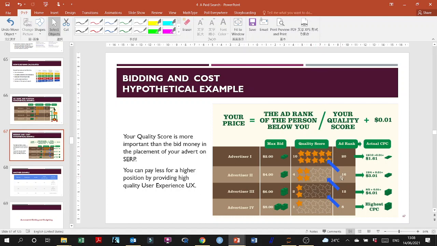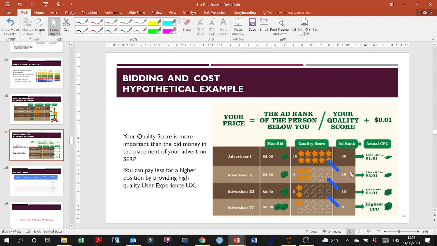So over here, as you can see, this advertiser is in fact 16. So let's say it is the ad rank of the person below you over your quality score. So it's going to be 16 over 10, which is 1.6. But then it is 1.6 plus 0.01, a flat rate. So it's going to be 1.61, for example. So there's still a flat rate somewhere.